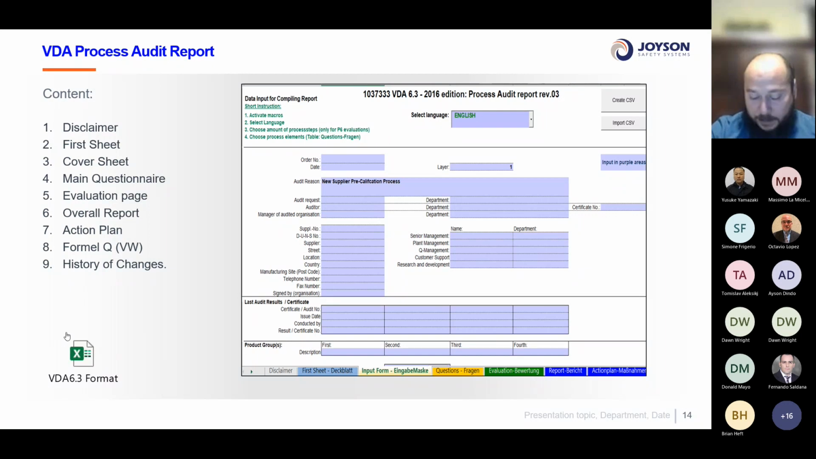Then we will find on point number 8 all the formal Q requirements. That will be our link for our VDA audit. And the last one is just the history of the changes. That is what the current format for VDA contains. And we will open it in a minute, and I will show it to you.